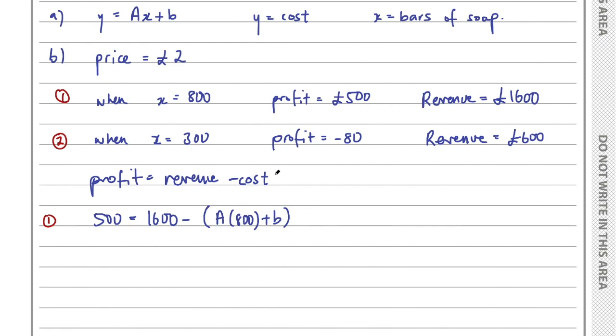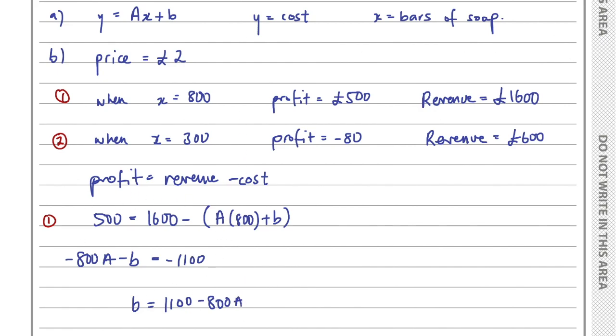Now I want to simplify this a little bit. I could swap it around, subtract that 1600 from the left hand side. So I'm going to write this as negative 800A take B equals negative 1100. Oops, let me just rewrite that. Negative 1100, and then dividing through by negative 1 and adding that 800A to the other side, I have B equal to 1100 take 800A. Hopefully you can follow the algebra there.